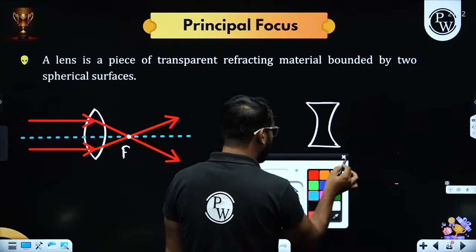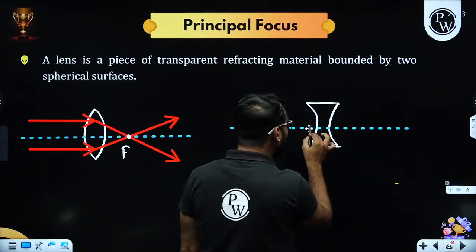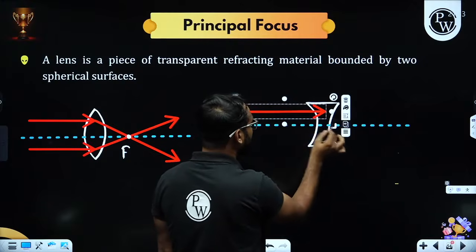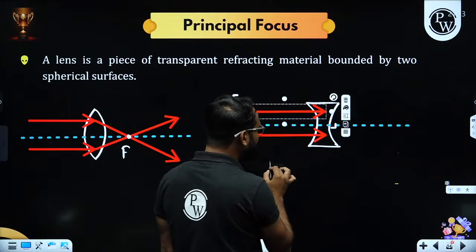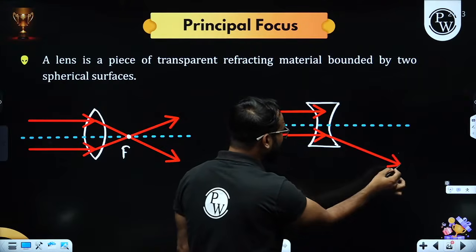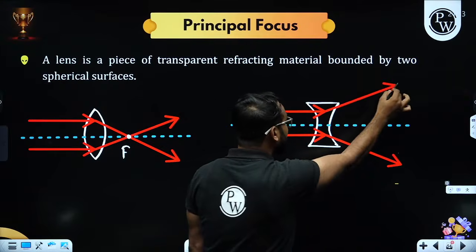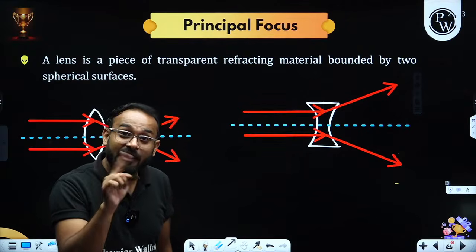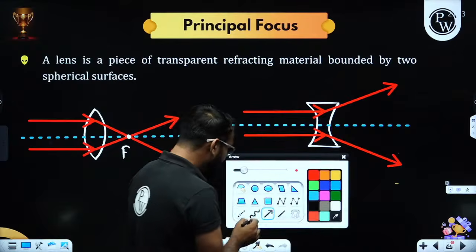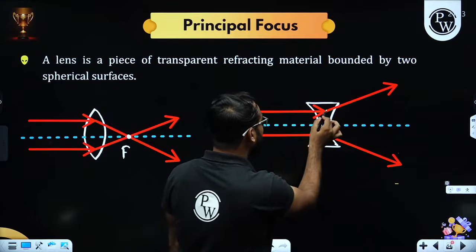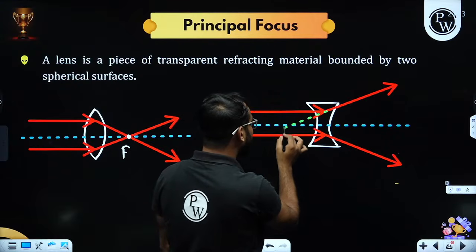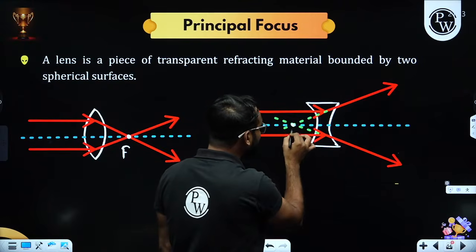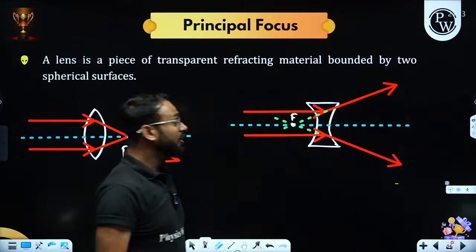how is it going to work? If the light rays are going parallel to the principal axis, the property says it will diverge. It is going to diverge, but the rays will appear to meet at a point. Where? At focus. They are going to meet over there.